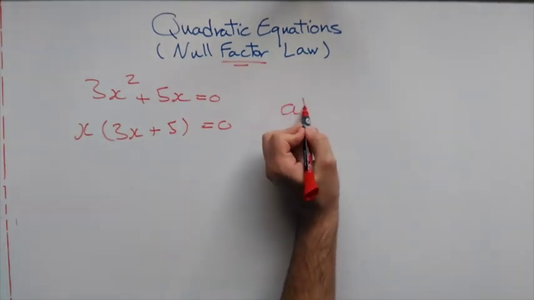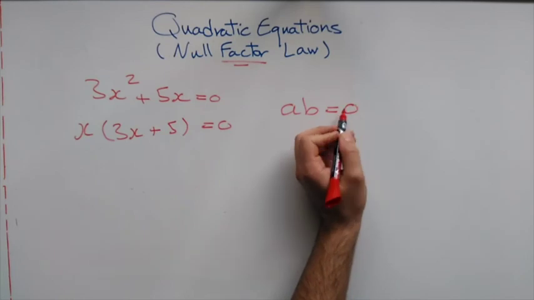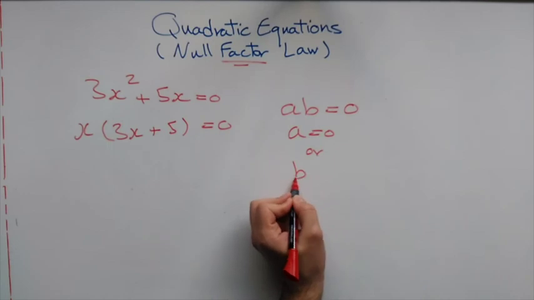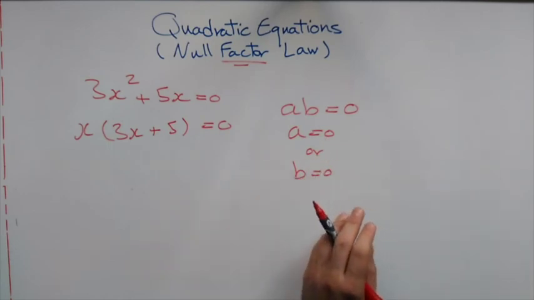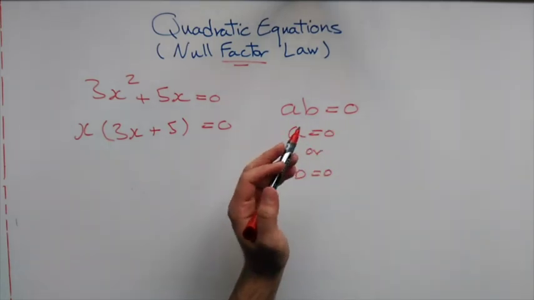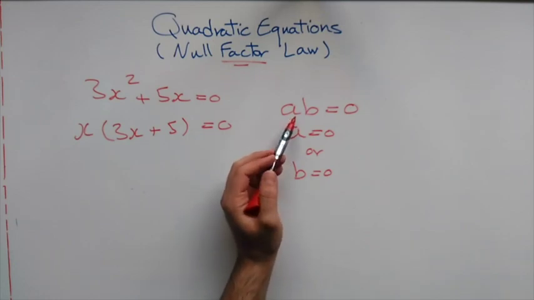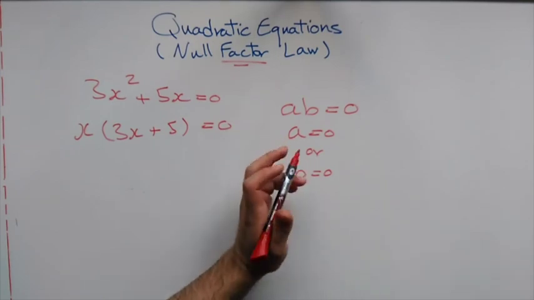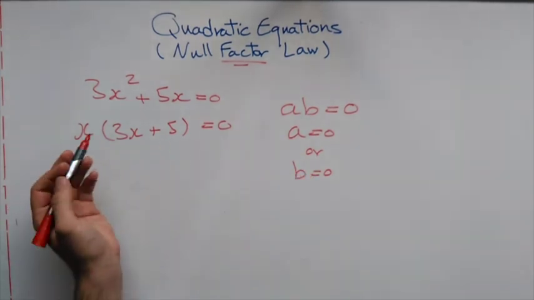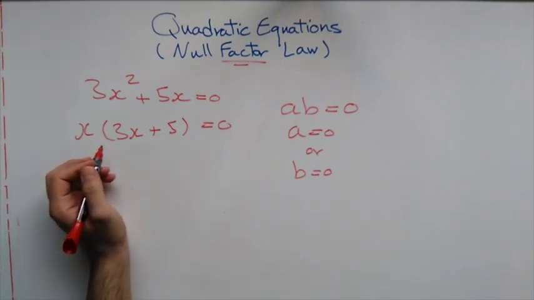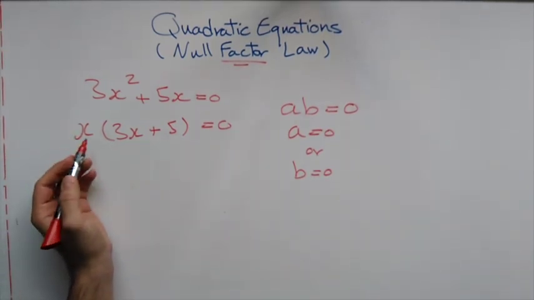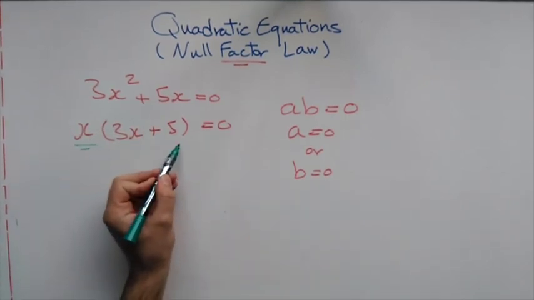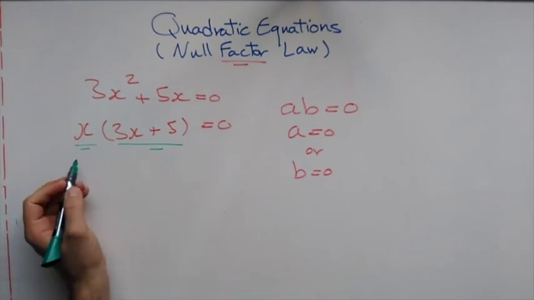Now, we're going to learn a basic mathematical rule to solve this quadratic equation. If two numbers like a and b multiply by each other and equal 0, either a equals 0 or b equals 0. Because in multiplication, if the product is 0, one of the numbers or values should be 0. So we're going to use this rule right now on this factorization. In this case, either x equals 0 or 3x plus 5 equals 0.